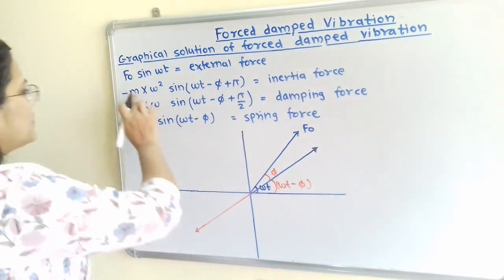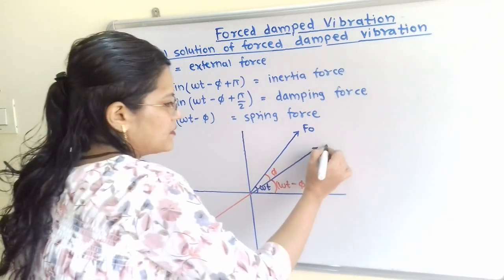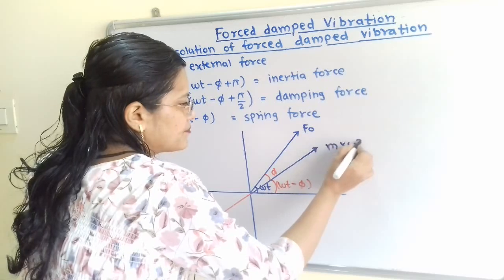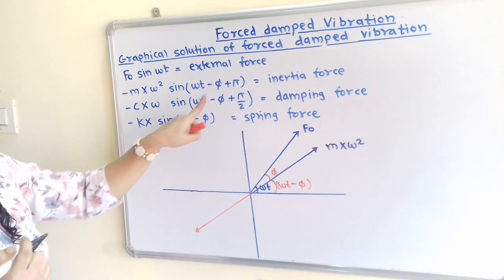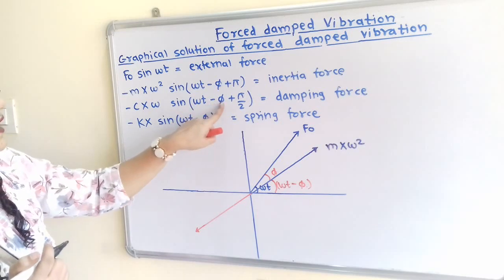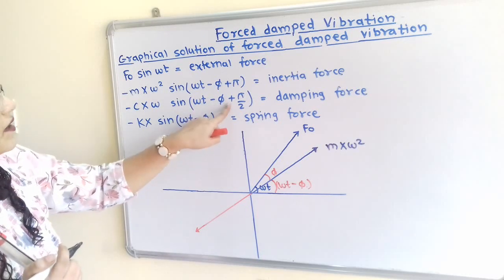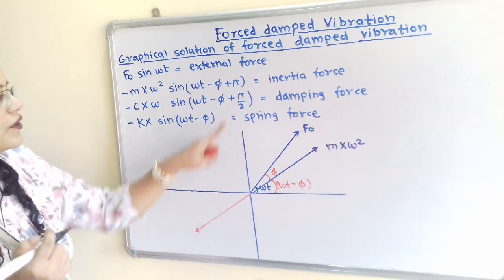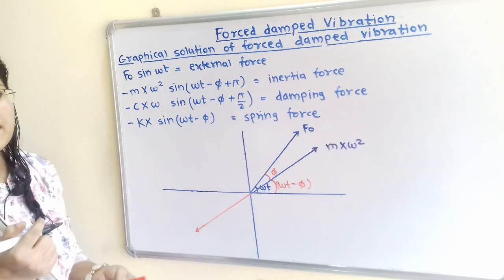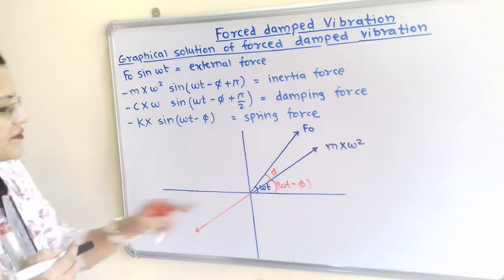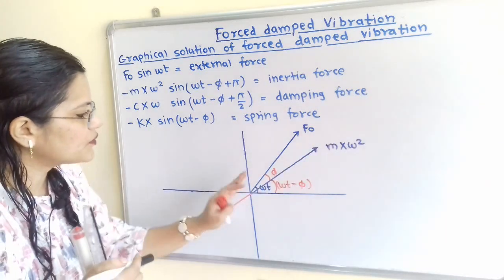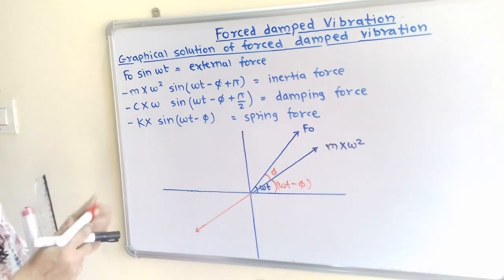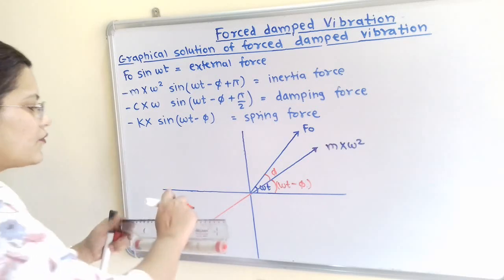And inertia force is m x omega square. Now we will move to the damping force. So damping force is at an angle omega t minus phi plus pi by 2. So here we have to add 90 degree. So omega t minus phi force vector is here. So for this force we have to add 90 degree in anti-clockwise direction. So we will add here.